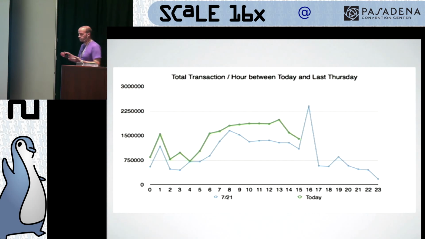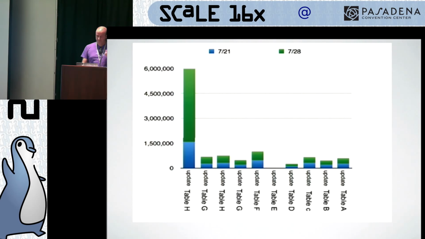So this is also another type of graph you can do, right? You can compare today, this is July, how we're doing, and here we can see that we have more transactions per hour than 1 week ago. And you can compare by table level, something you cannot do in performance schema or other tools, right? And here it's per table.